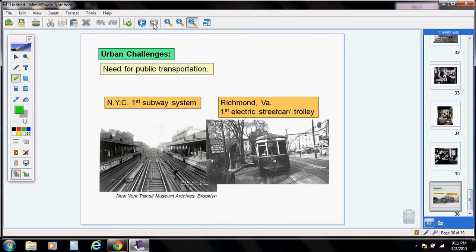With all the people and the sprawling urban centers, there's also a need for public transportation improvements. New York City develops the very first subway system, and Richmond, Virginia, actually develops the first electric streetcar or trolley system to network the industrial sector with the living sector and the market sector of these cities. So please review these slides about immigration, life in the cities, as well as the other turn of the 20th century slides.